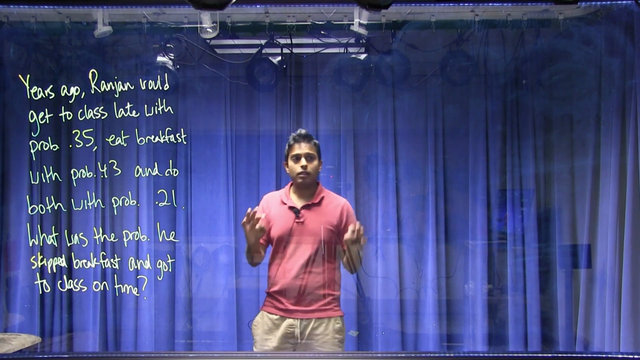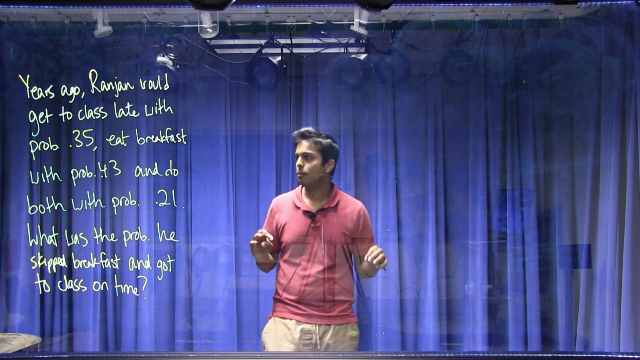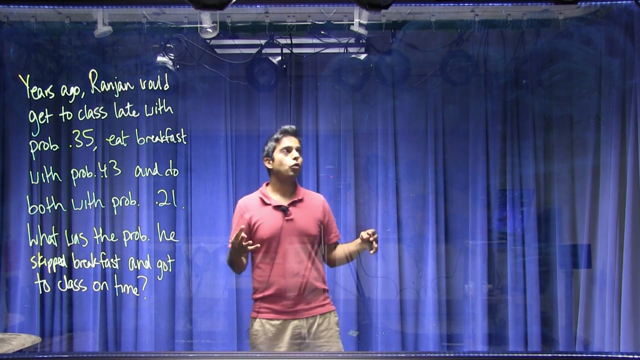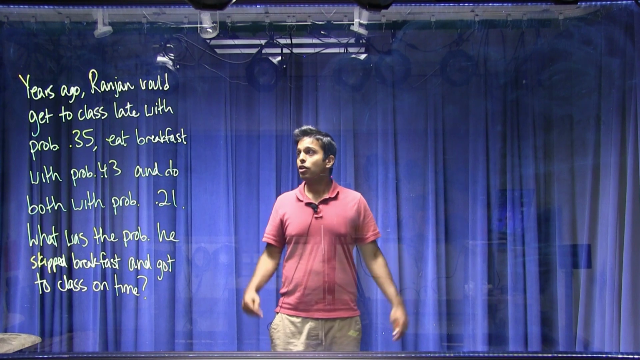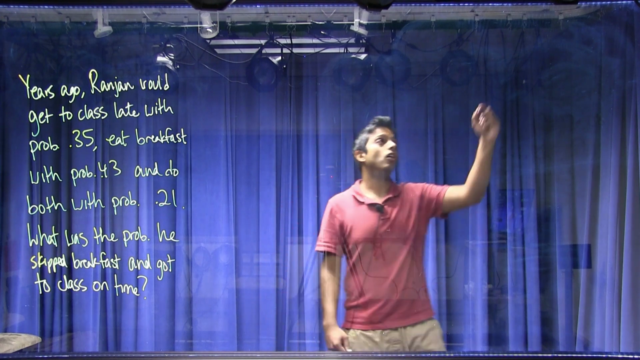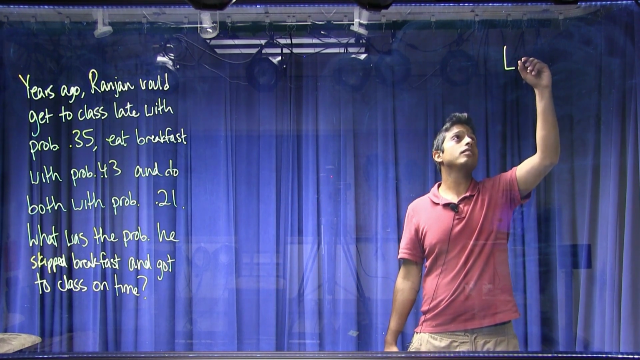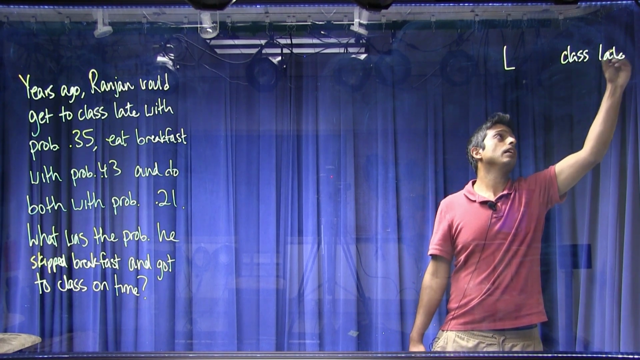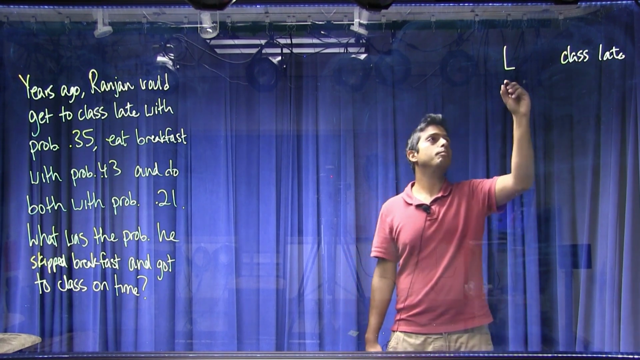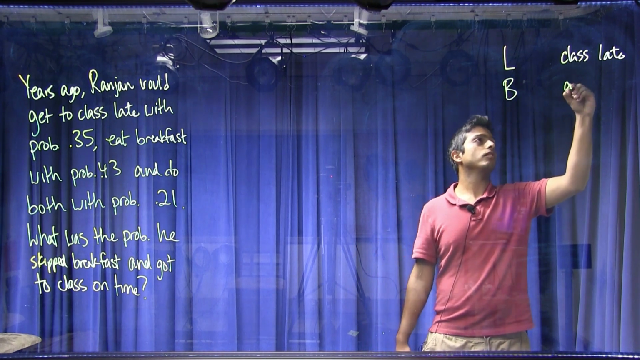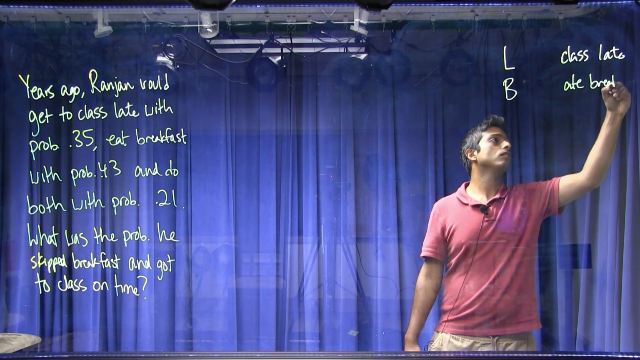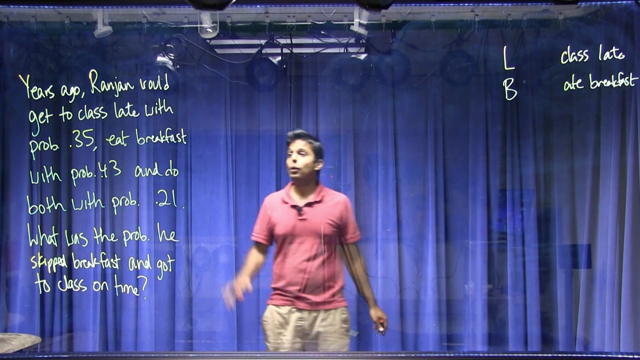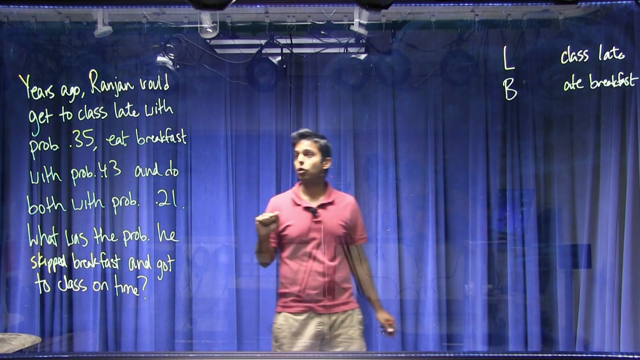Alright, so before we can make a Venn diagram to attack this problem, let's translate these sentences into mathematical equations. So let's define a couple of events. Let L be the event that I got to class late, and let B be the event that I ate breakfast. Okay, so now we can translate these into mathematical equations.